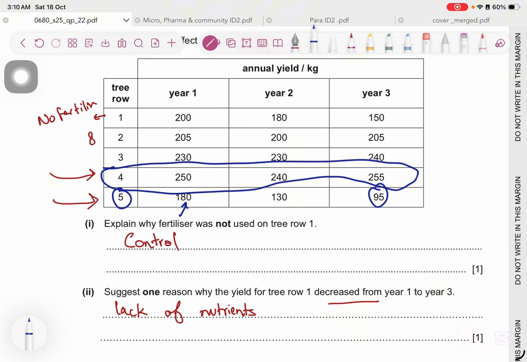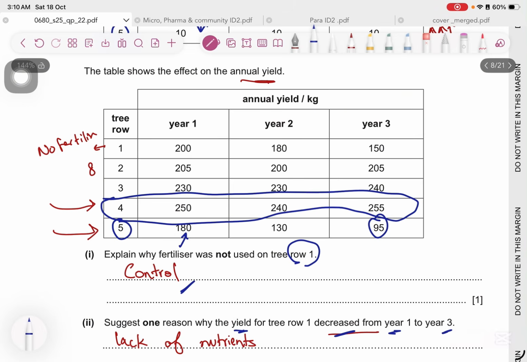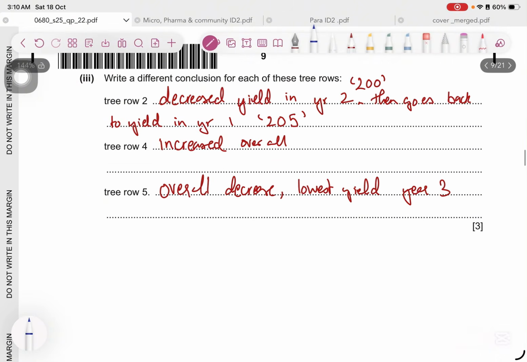Explain why fertilizer was not used in row 1. That's control. Suggest one reason why the yield for tree 1 decreased from year 1 to 3. Because obviously there are no fertilizers. So if there's no fertilizer, there will be lack of nutrients. They cannot grow, or the production will decrease.